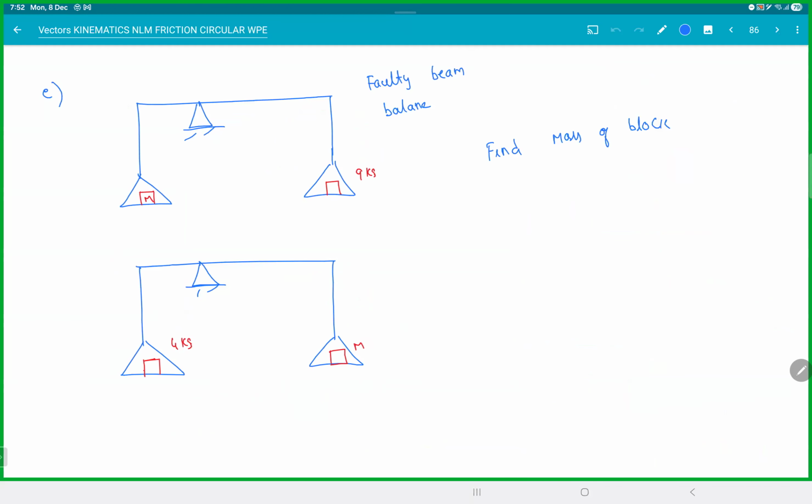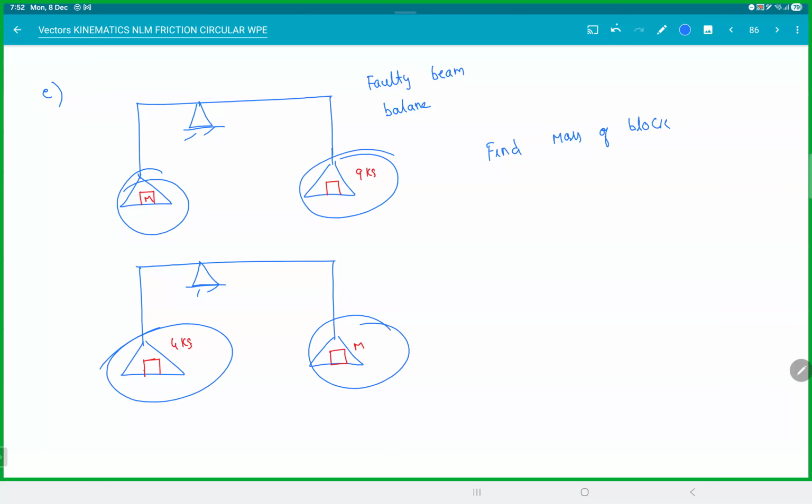Based on rotational mechanics, but yeah. So we have a faulty beam balance, meaning the thing is not in the center. This side is M. So when you keep the block of mass M here, we need 9 kgs to balance. When you keep that M on the right hand side, it requires 4 kgs to balance. Then what is the actual mass of the block?